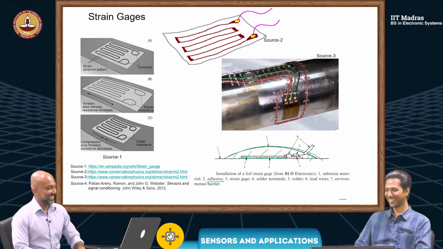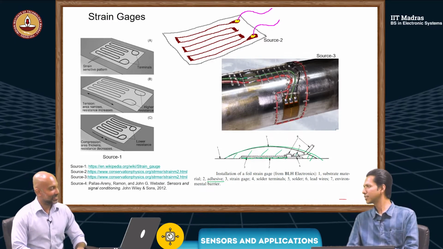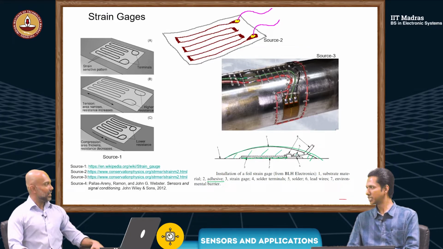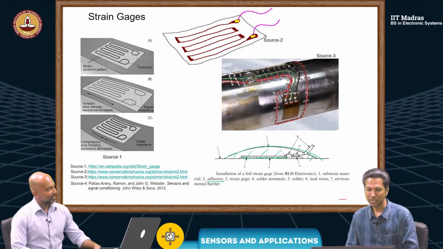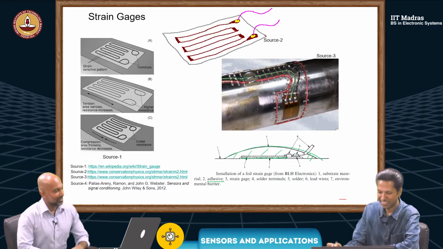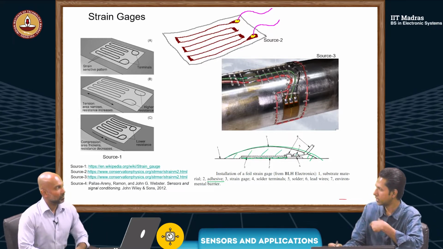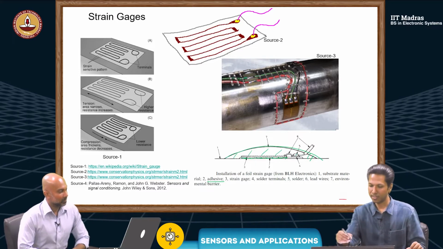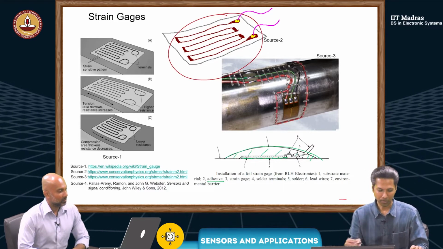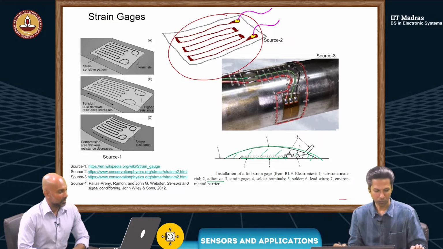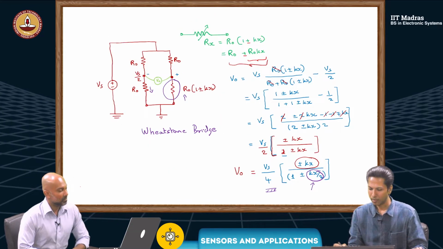Fine. So, our previous class was about strain gauges. That's what this image shows. Yes. We briefly discussed how a strain gauge works, why it has this specific shape and things like that.